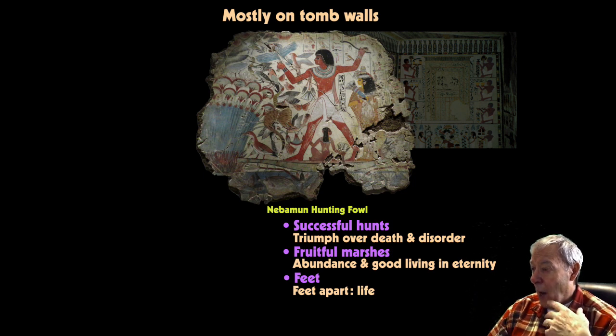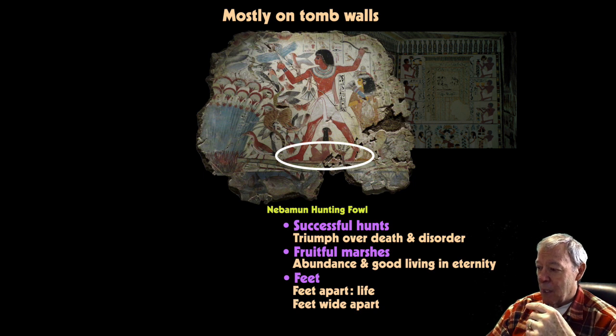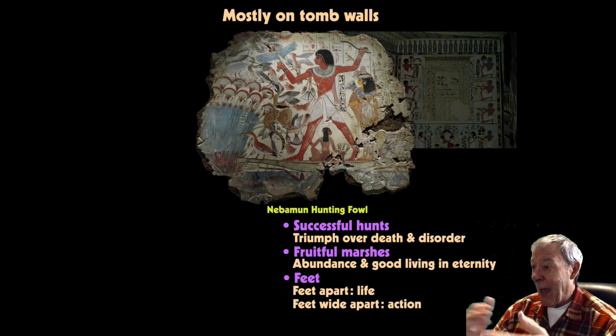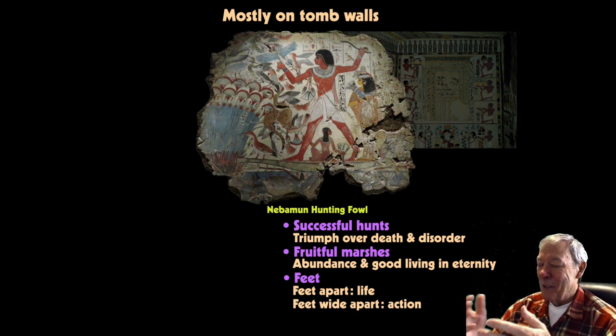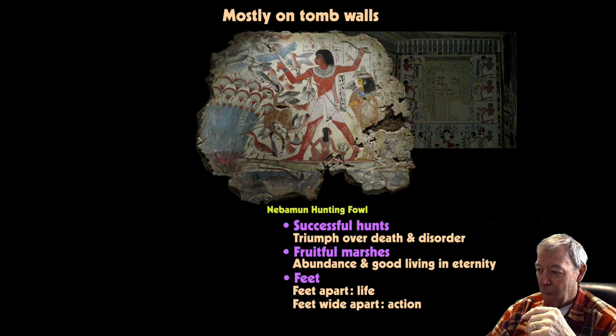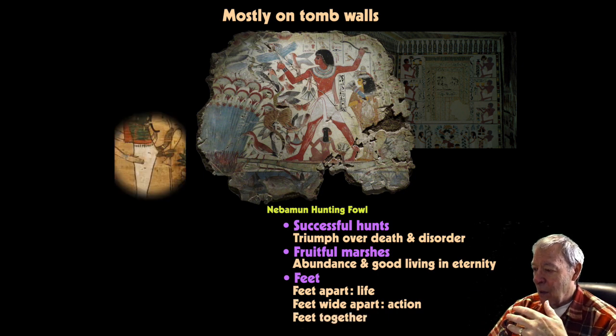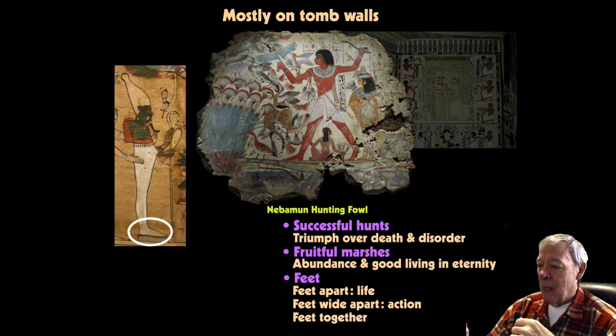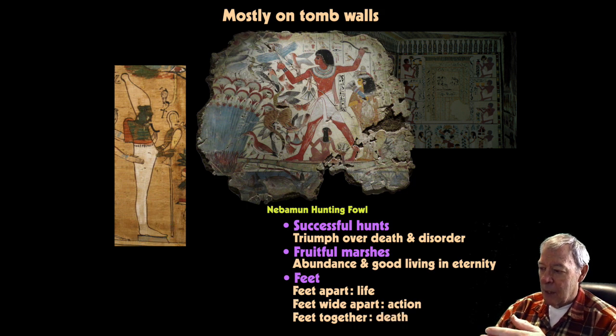Feet that are wide apart represents action. And so he's hunting, and so he's in the act of performing a physical activity. So his feet are separated quite a ways. And then the feet together, as you see here with Osiris, that typically represents death. Okay? No longer capable of motor function, no longer capable of moving.